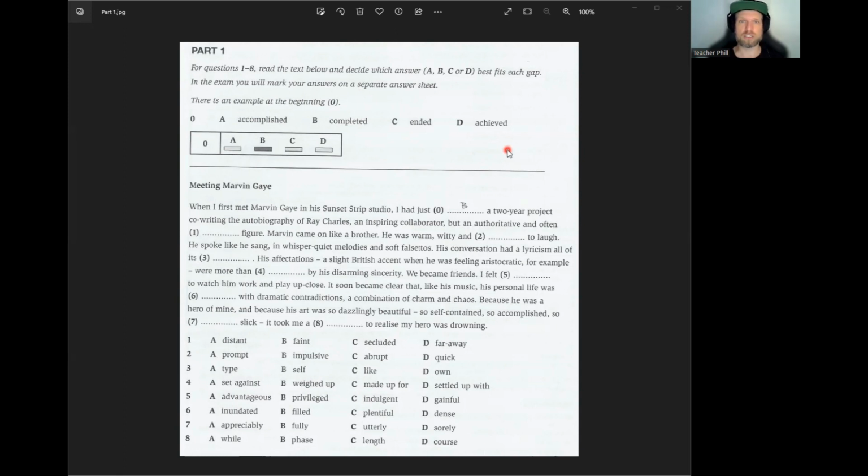I have never seen this task. I've never looked at it before. So here we are. The first thing I need to do is to read the text, because that is step one in part one.